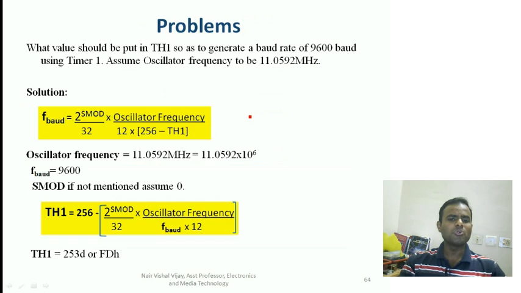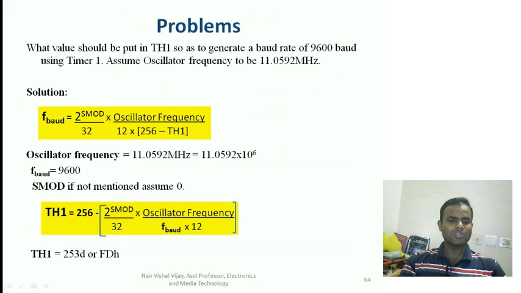What value should be put in TH1 so as to generate a baud rate of 9600 baud using timer 1? Assume oscillator frequency to be 11.0592 megahertz. What value? Remember this formula, it's very simple. Now our requirement here is to find the value of register TH1 so that we generate a baud rate of 9600.